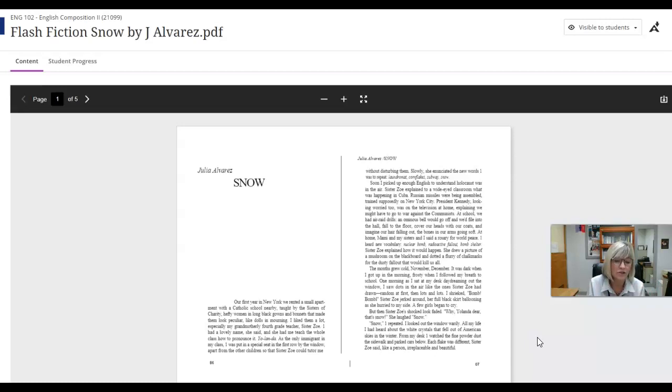I looked and I saw them, and then she says something again. Each flake, meaning snowflake, was different, Sister Zoe said, like a person, irreplaceable and beautiful. So that is a clue. Look at the title. Look at what is in the story with that name.